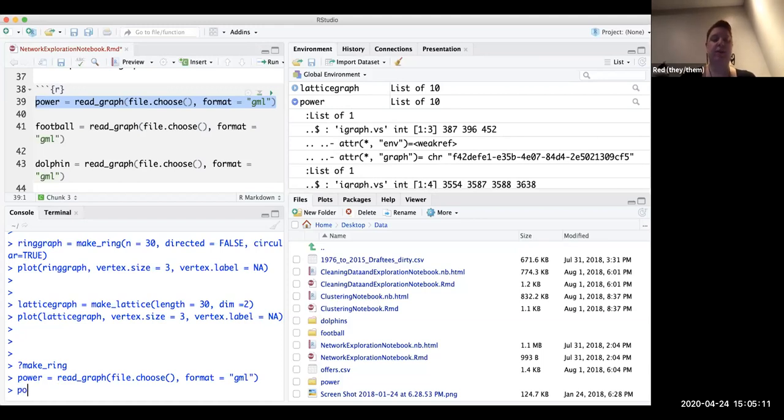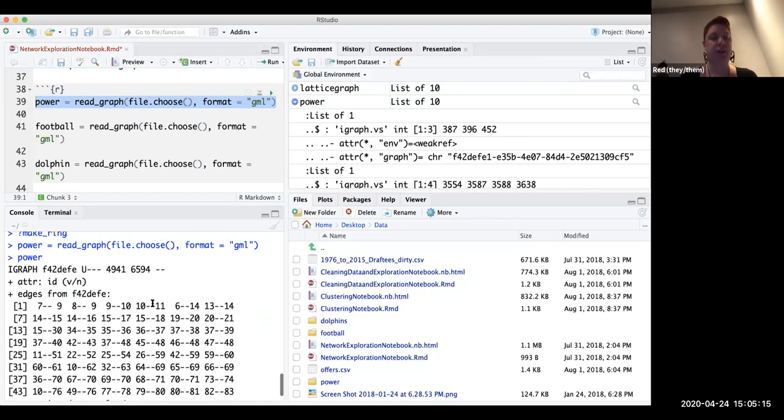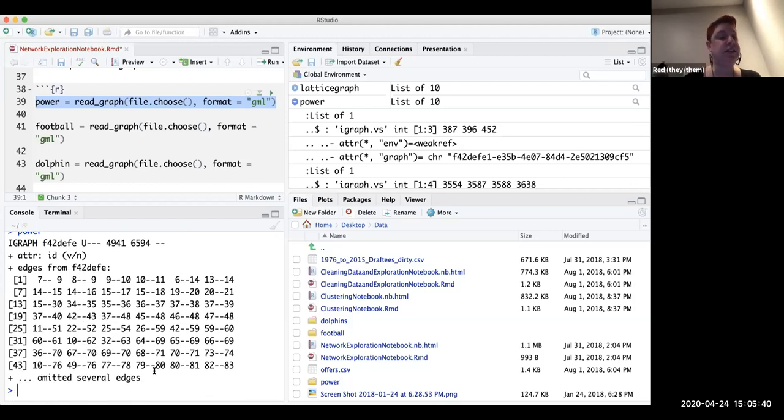I can also type in the word power and hit enter and get a bunch of information about my graph. So you can see that it's an iGraph. It's undirected. It has 4,941 nodes and 6,594 edges. It has an attribute for all of our vertexes called ID, and then it gives you a list of some of the edges.